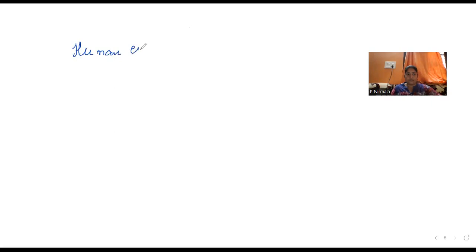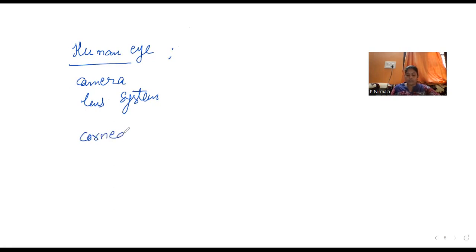Human eye. So what is the human eye? A camera. And we are treating it as a lens system. So in this lens system, the first part is what? Cornea. Where does the light enter? Light enters through the cornea.